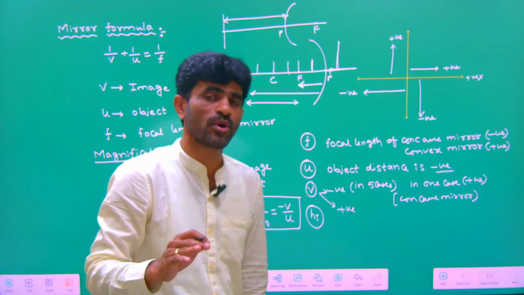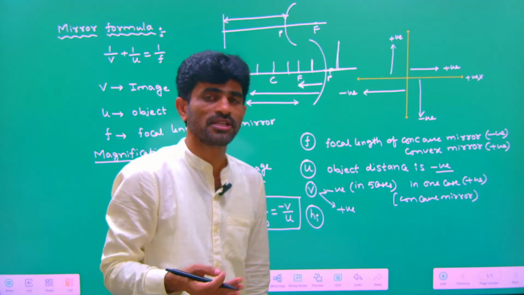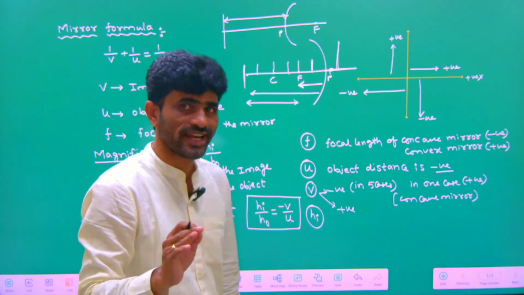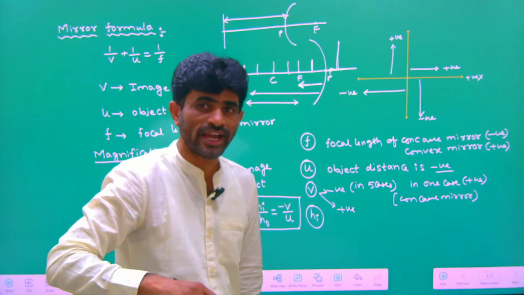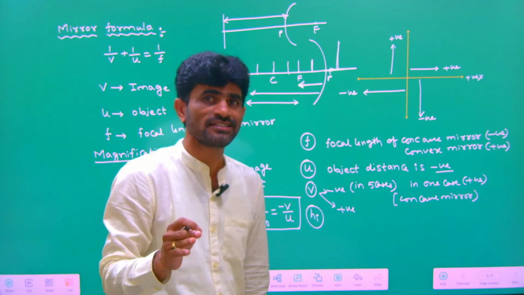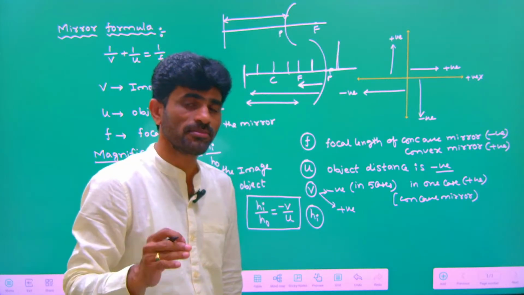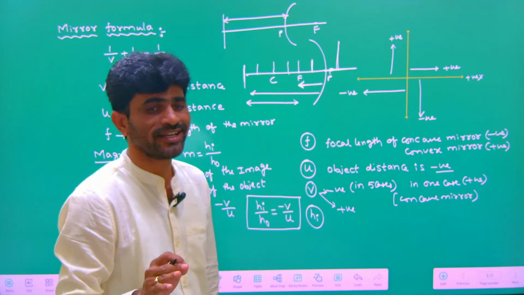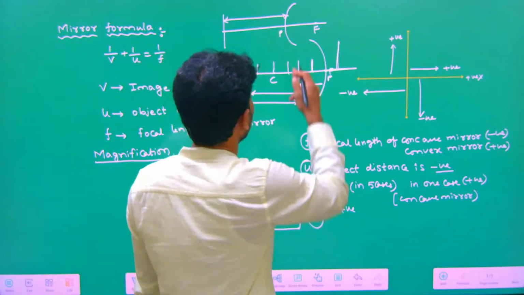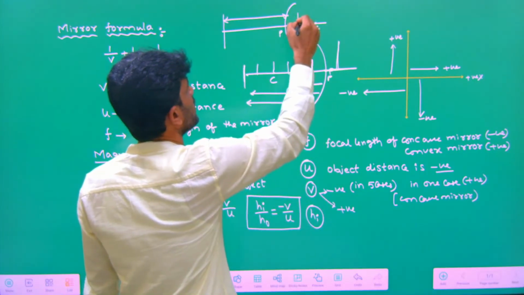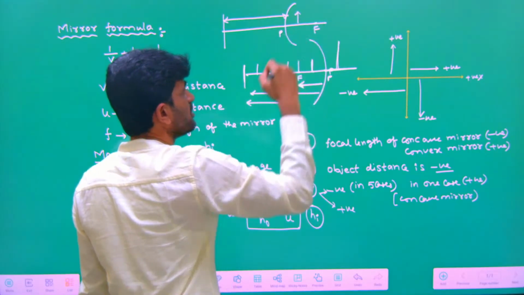Whenever the image is virtual and direct, the height of the image is positive. If it is an erect image, you should take the height of the image as positive. If the height of the image is positive, you should decide it is an erect image. If the height of the image you are getting is negative, you should decide it is an inverted image. So in a convex mirror, you get only erect and diminished images.